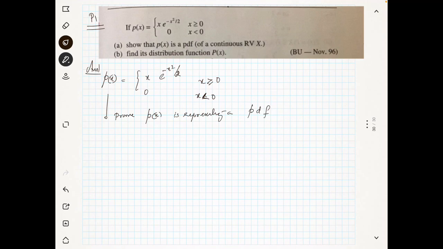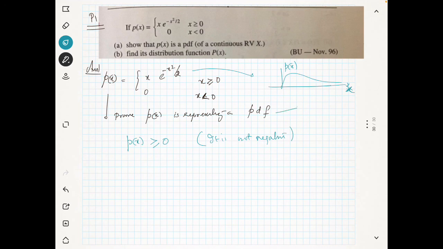This function I will draw first. How will it look? It will look something like this. This is your x, and this is your p of x. If you plot this function, you can make two observations. The first observation is that your p of x is always greater than or equal to 0. It is never negative. So the first property for the PDF is satisfied.